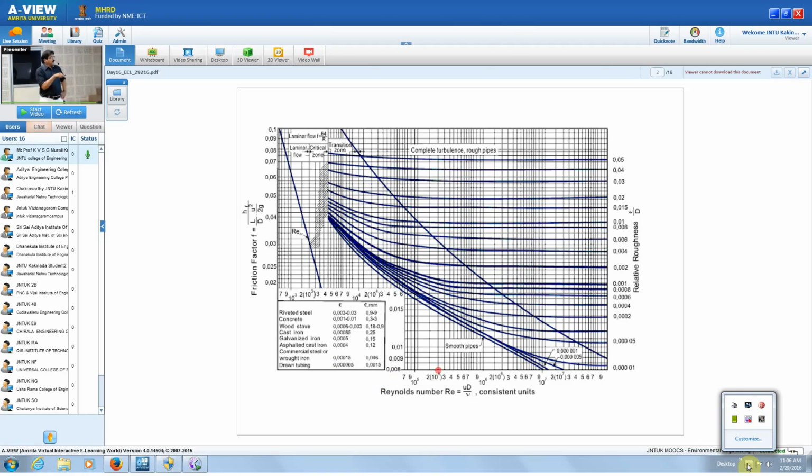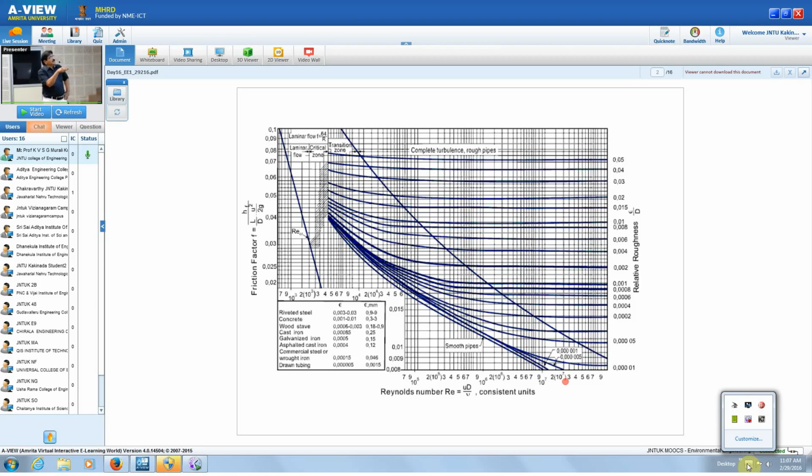But why is it a straight line? Because the x-axis is not linear. It is logarithmic. So I have marked this as 100, this is 1000, this is 10,000, this is 1 lakh, this is 10 lakhs, and this is 100 lakhs. As a result, when you take the logarithm of it, you are getting it in a linear way. That is why you have got this as a linear one.